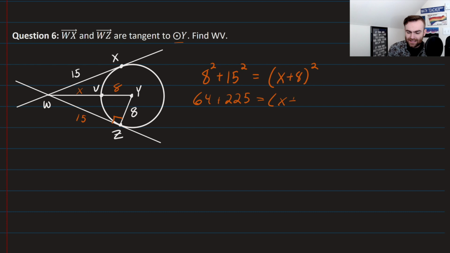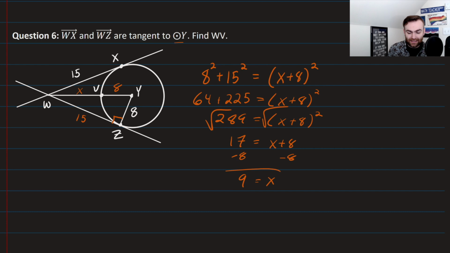Let's leave this as is for now. Let's keep that a little complicated looking. Let's add these together. 4 and 5 make 9, 6 and 2 make 8, and we have that 200. So we have 289 is equal to x plus 8 squared. We can undo the square with a square root. So we can take the square root of both sides, and we are left with x plus 8 on the right, and the square root of 289 is 17. So we have x plus 8 is 17. If we subtract 8 from both sides, we end up with x is equal to 9.